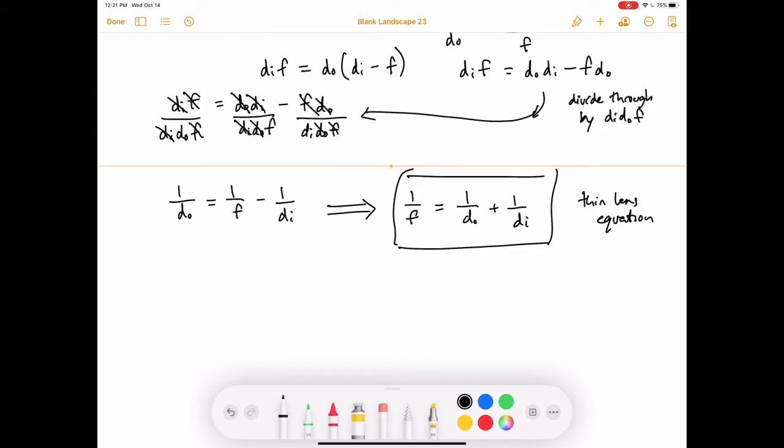And basically, here's what you can do with it. If you know the focal length of your lens, and you know DO, in other words, you know how far from the lens you place the object, then you can figure out where the image forms. You can figure out DI.